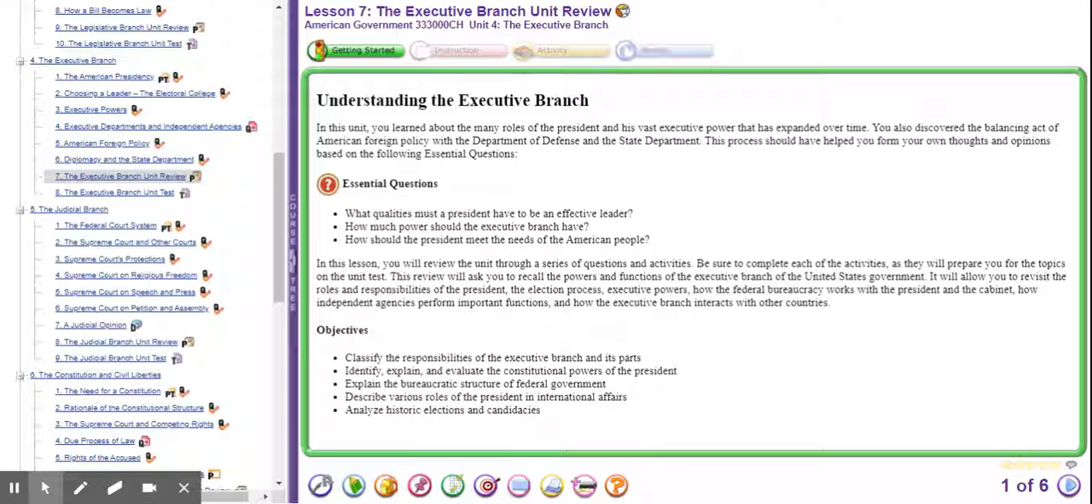What qualities must the president have to be an effective leader? How much power should the executive branch have? How should the president meet the needs of the people? In this lesson, you're going to review the unit through a series of questions and activities.